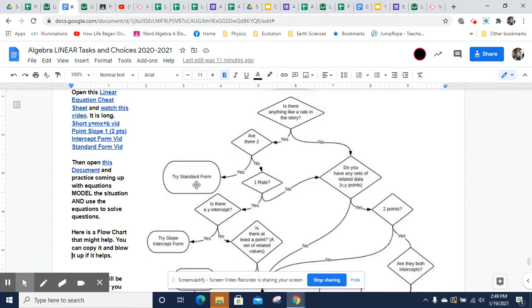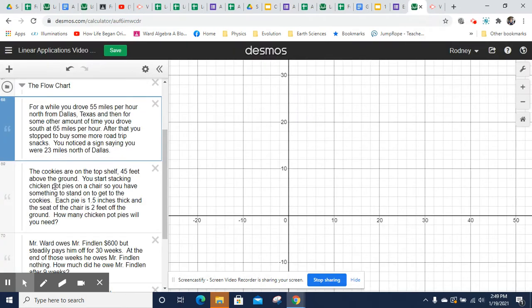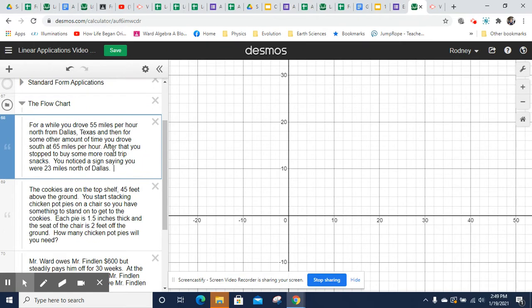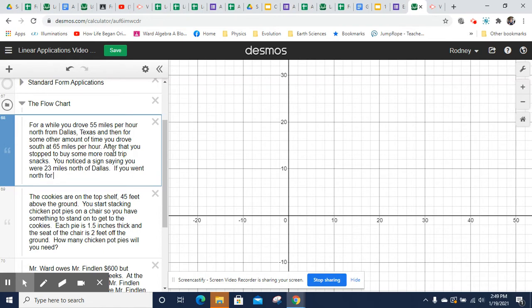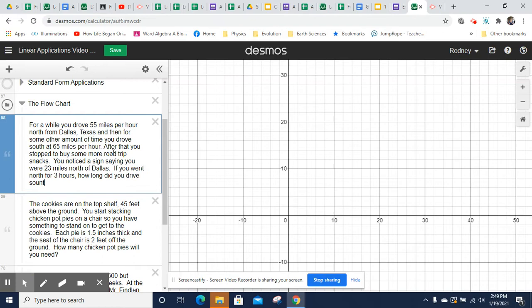At this point, I'm going to pause the video and challenge you to see if you can come up with a standard form equation for this, just to model this situation. Okay, I have not asked a question. I could ask a question, and I will go ahead and ask a question. If you went north for 3 hours, how long did you drive south? Okay, that's a question that you might be able to answer.